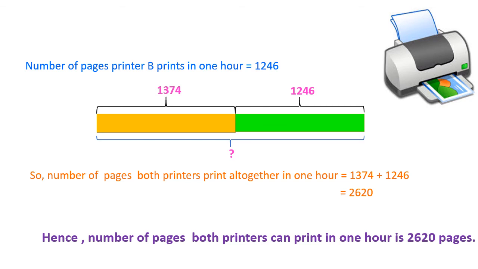2620 pages. So students, here also in this question we have used two operations. At first we subtracted two numbers, and then in the next part of the question we added two numbers. So in this way, in a word problem we can solve both operations together.